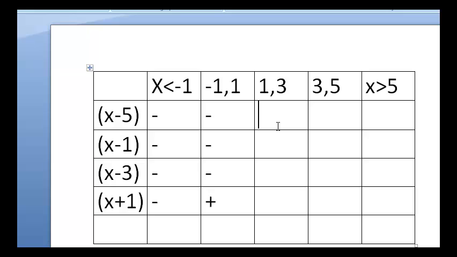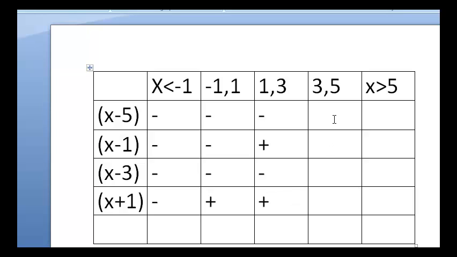And then now we're going to pick a number between 1 and 3. So a good number would be 2, a nice number. So 2 minus 5 is a negative number. 2 minus 1 is a positive number. 2 minus 3 is a negative number. And 2 plus 1 is a positive number.